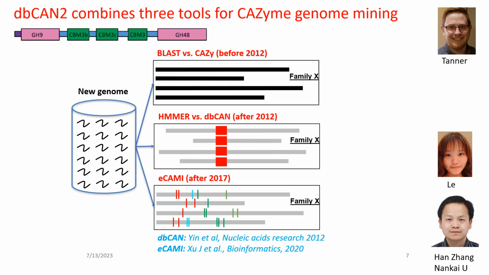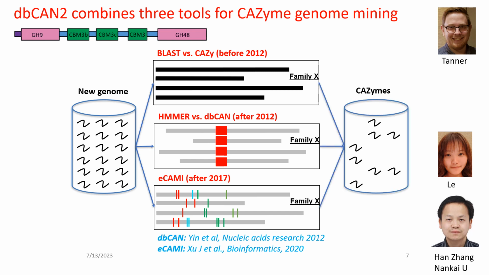After 2017, there are tools developed for short discrete amino acid peptides and the signature of each CAZyme family. One of these tools, eCAMI, was published by our lab in 2020. And in 2018, we combined those three ideas and developed a meta server called dbCAN2, and we found that CAZymes annotated by 2 and 3 tools are more accurate predictions.